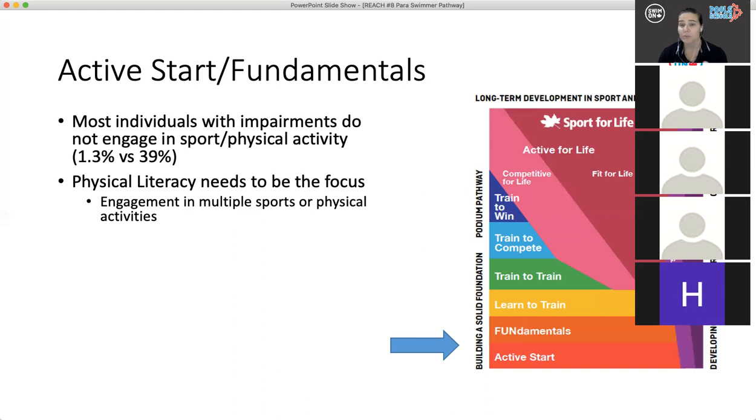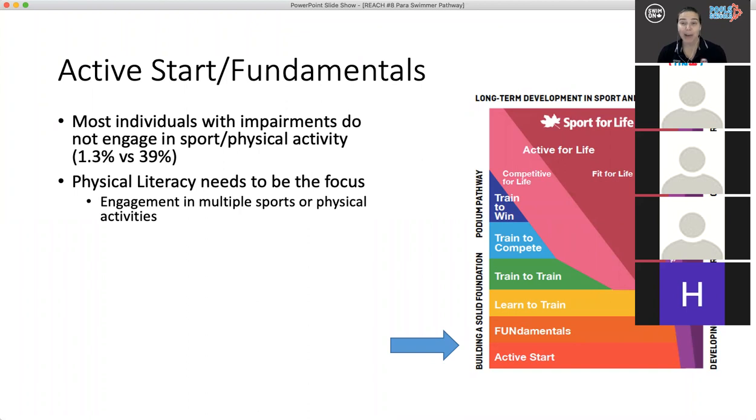There's a whole list of reasons why that happens, but we know that it happens. And we know that this affects people's ability to increase their physical literacy. So physical literacy is basically your ability to move in different planes and to be able to control your body. What happens when we don't engage in multiple sporting opportunities is that we don't learn all those different skills.